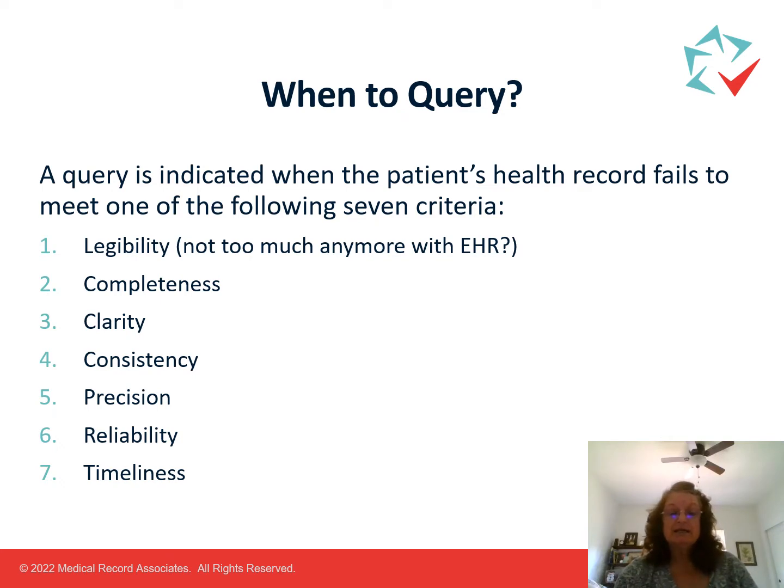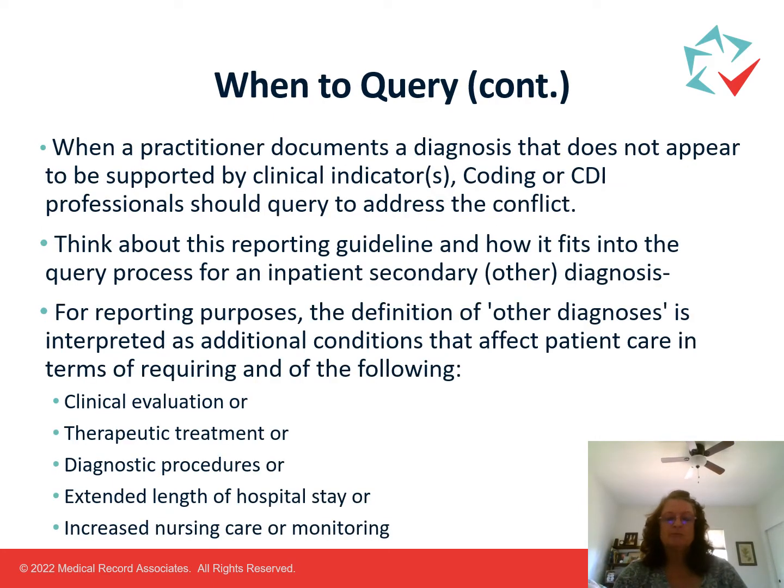Completeness, so it's lacking, it's not complete. Clarity, specifics, consistency. If we have conflicting information in parts of the record, it can be by even the same provider, but sometimes it's from the consultant that may be called in and the attending not having the same information or the same diagnostic information. Precision, reliability, and timeliness. And we're going to talk a little bit more about timeliness. So when to query, and when we think about this for reporting purposes, the definition of other diagnosis is interpreted as additional conditions.